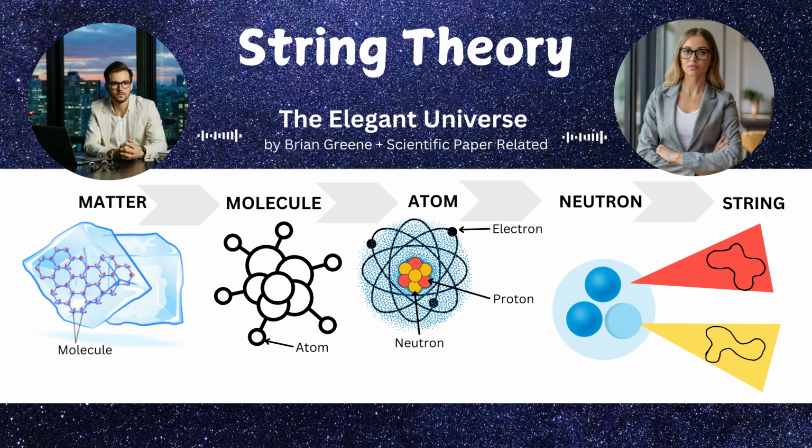Light, for example, is both a wave and a particle. It can behave like a stream of photons, but it also creates interference patterns, like waves overlapping. So it's both. Yeah, it's strange, but it's what we observe.